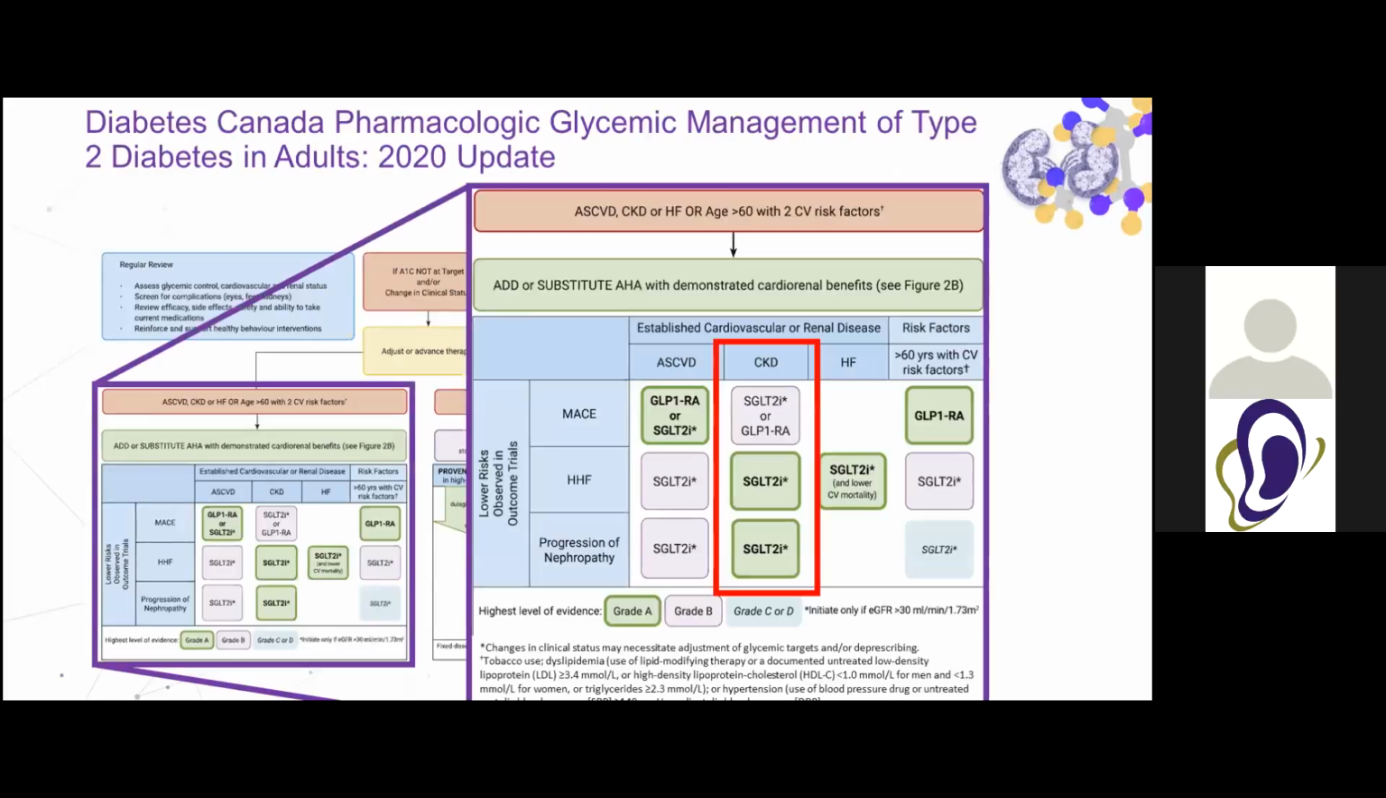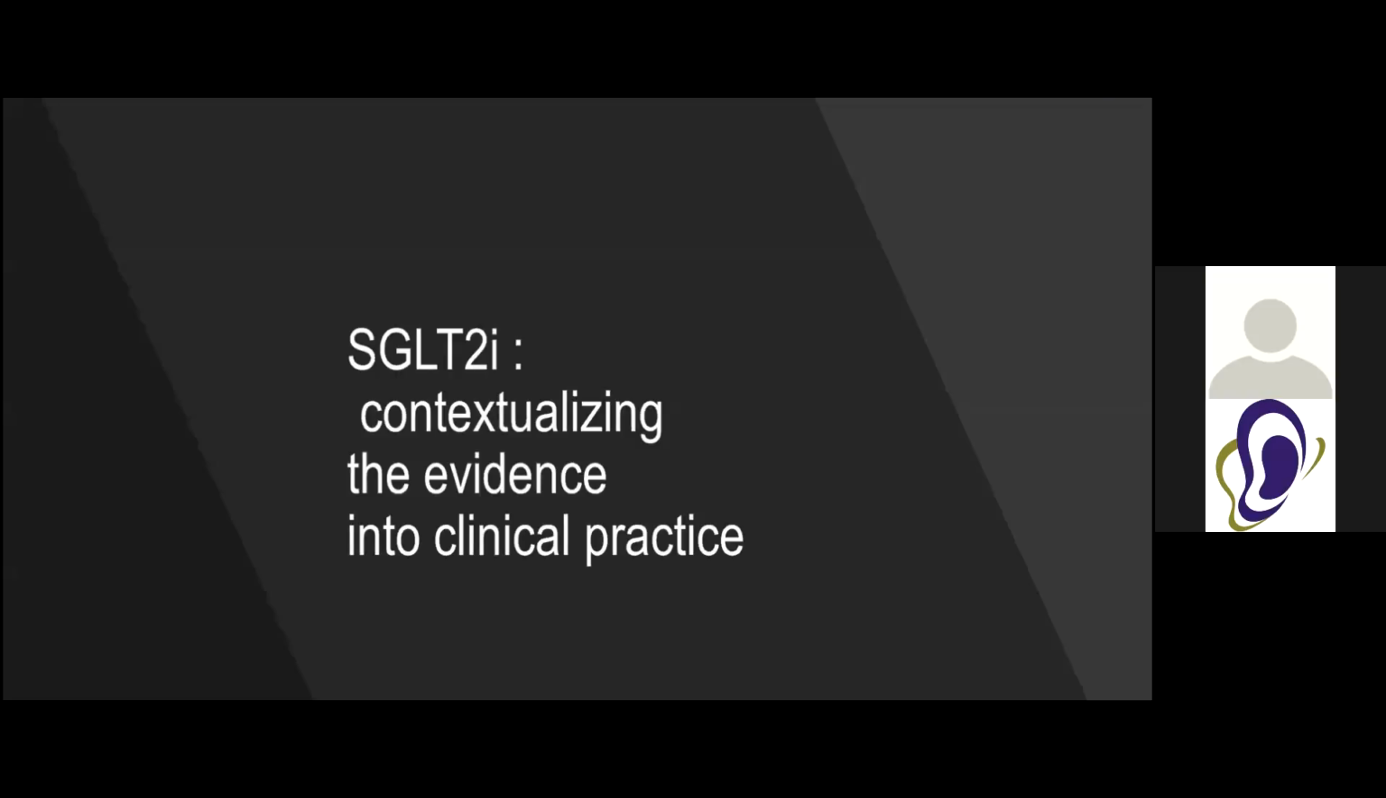In Canada, the diabetes group has actually come up with the fact that SGLT2s or GLP-1 receptor agonists should be thought of to reduce MACE, hospitalized heart failure, and progression of kidney disease. And so that's the first time that that's come up in the Canadian guidelines, which is a strong recommendation. So let me contextualize all of this data into clinical practice.